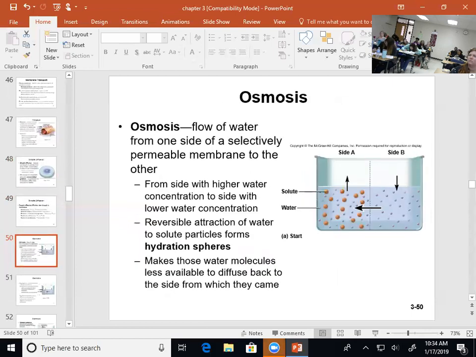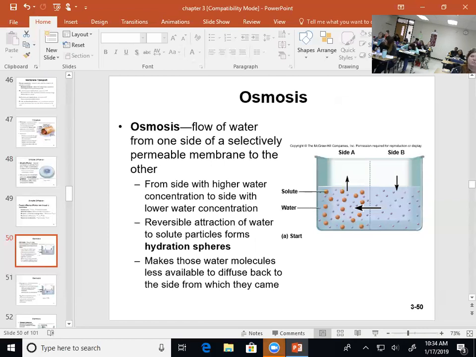Now, here's what I hate about your textbooks. Oh, I think I took it out. Maybe I took it out. Oh, so I think I did, because in your textbook, it'll say osmosis is the diffusion of water. And I'm thinking, don't even put that word with water. It's the movement, it's the flow of water.